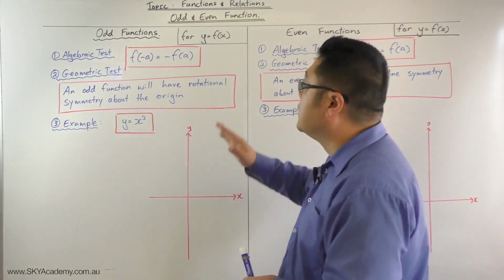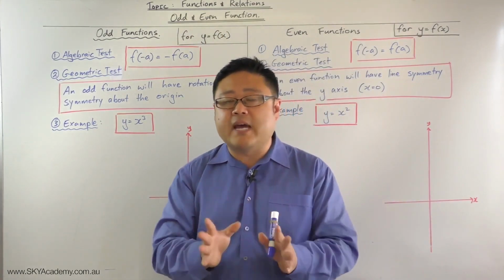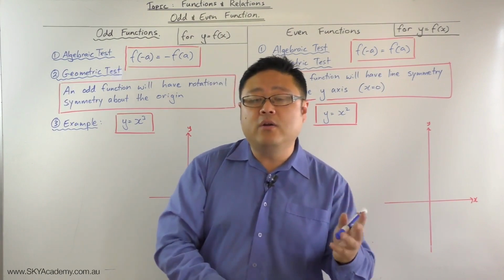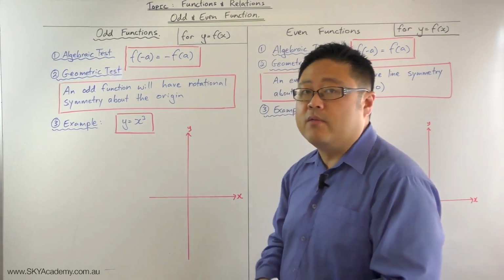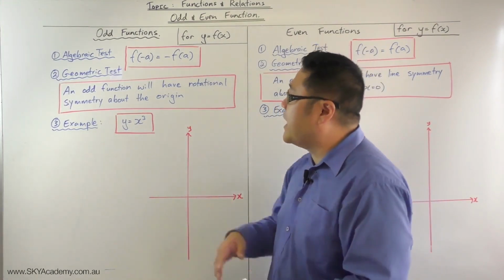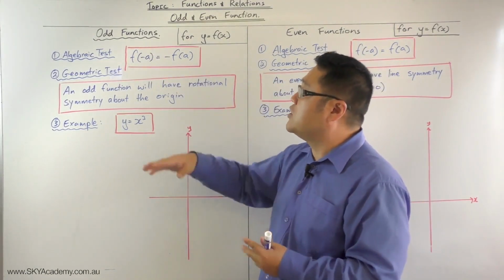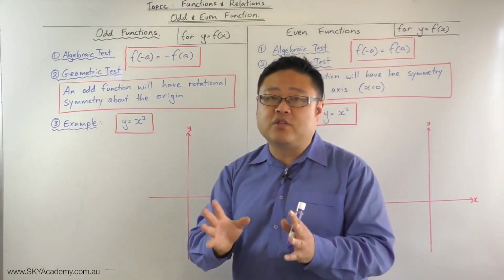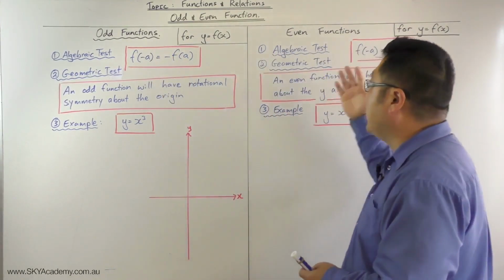Now what I want to do is look at this whole idea of odd and even functions. Let me just say at the outset, most functions will be neither odd nor even. In fact, a lot of them will be neither. But you might on occasion find that relationships, or functions, are either odd or even. So let me explain what odd functions are, and what even functions are.